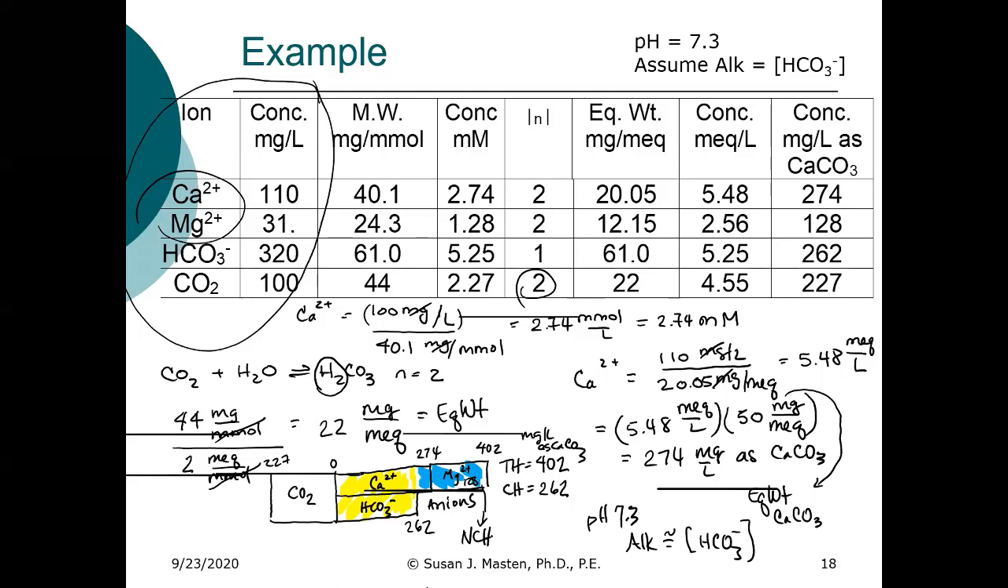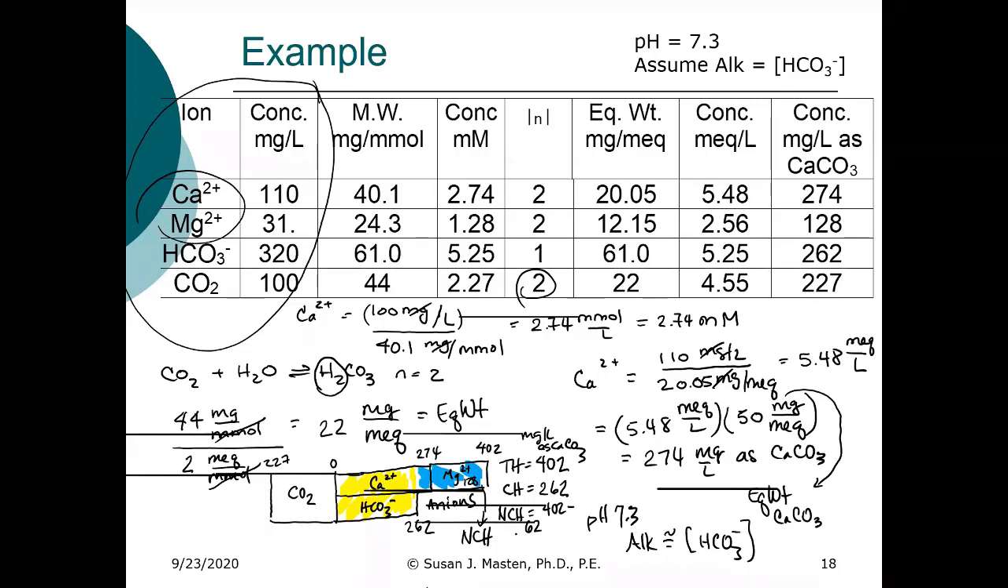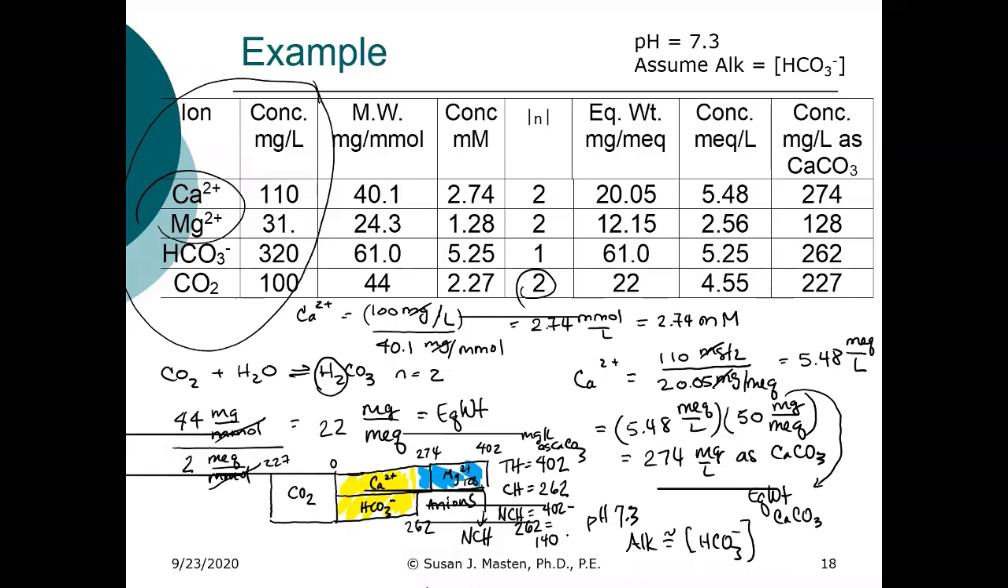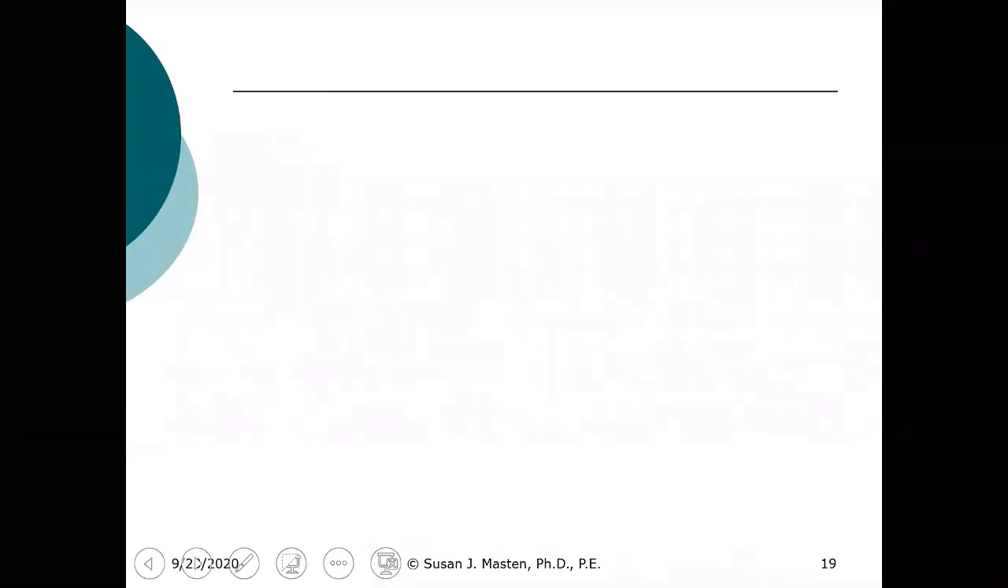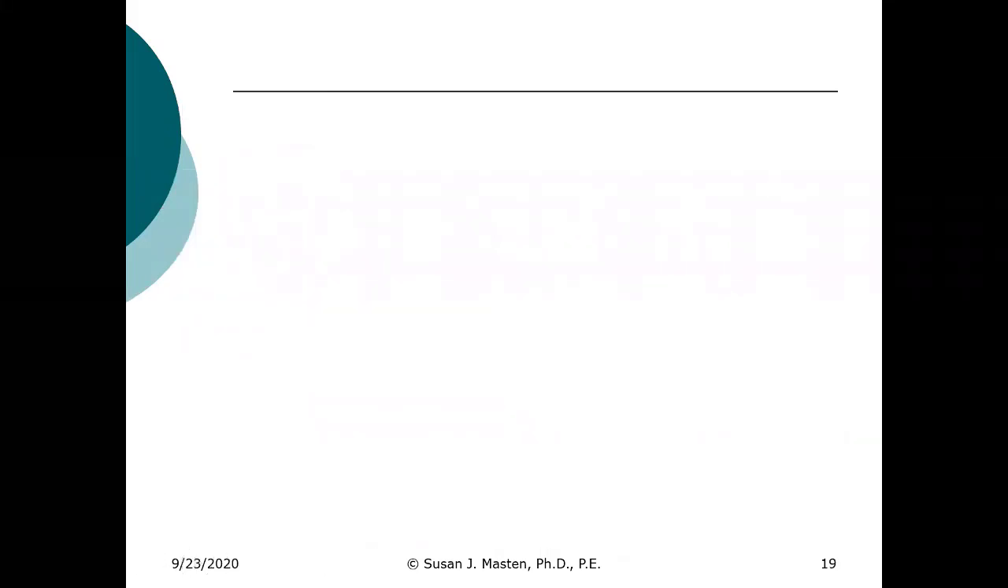Okay. So I have 262 milligrams per liter as calcium carbonate of carbonate hardness, and my non-carbonate hardness is equal to 402 minus 262, or 140 milligrams per liter. So now I know my carbonate and my non-carbonate hardness. So now we need to look at how much lime we need to remove. So the first reaction is neutralization of CO2.